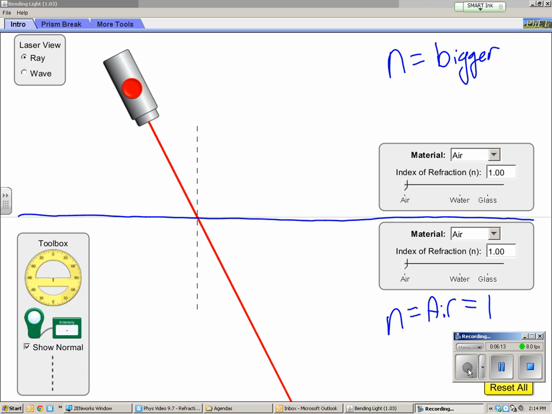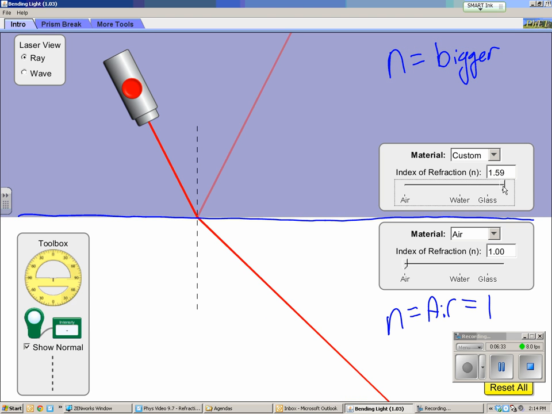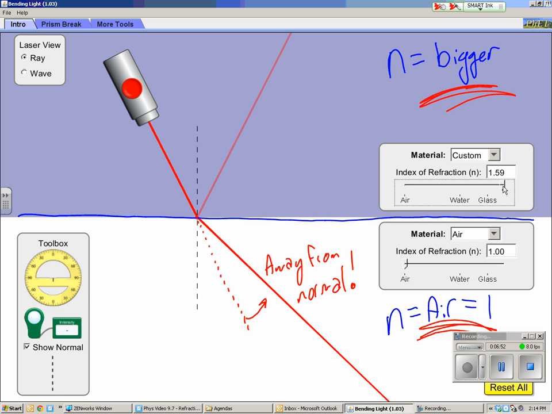And I'm going to take this and increase this index of refraction. All right, so this time, instead of going from a small index to a big index, this time we're going from a big index to a small index. All right, so again, I'm going to take this little slider here, and I'm going to increase the index of refraction for my medium on the top. And watch what happens. The light still bends, but now it's bending the other way. See, look, this is where my beam of light would have gone if it hadn't bent, but this time it bent away from the normal. Okay? So that's what happens when you go from a big index to a smaller index.